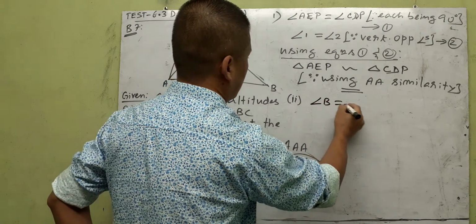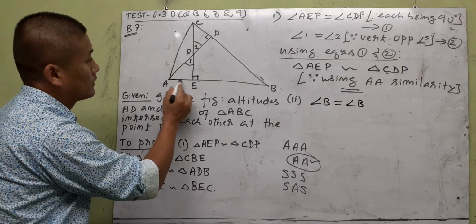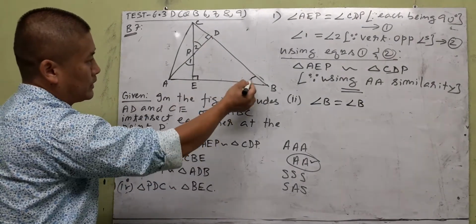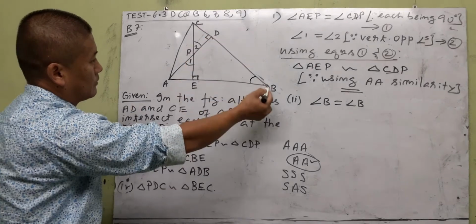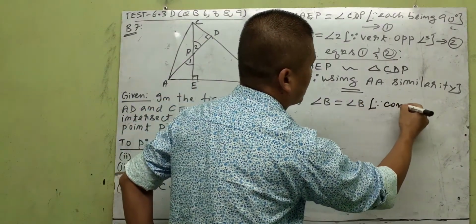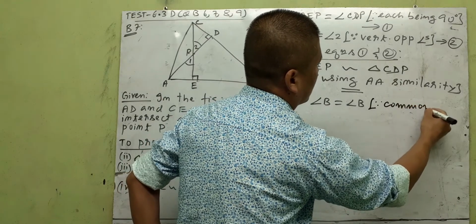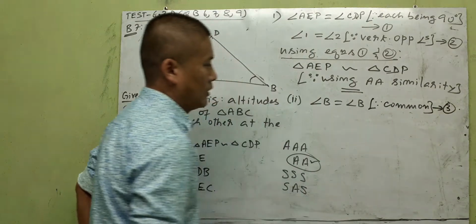Angle B equal to angle B. Angle B inside ABD equal to angle B inside CBE, because they are common angles, common to both the triangles. So you can put this one as equation number 3 following 2.